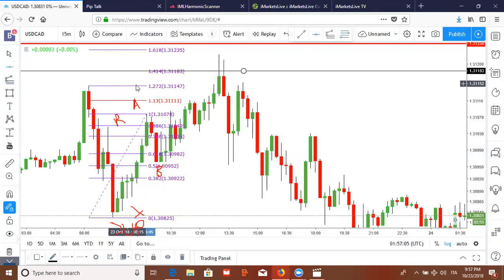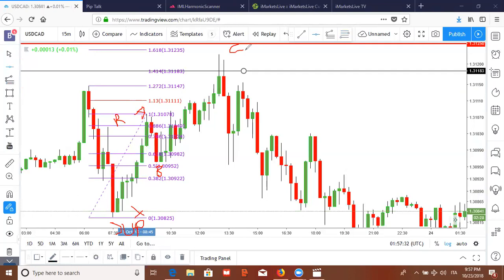All I need is a minimum touch of a 1.272. That's it. That's all I need, that 1.272 touch. The max it can go to is the 1.414. So now what I'm looking for is I have my X leg, XA, D leg right here, and my C leg up here.